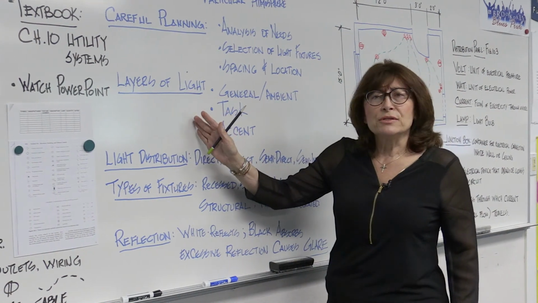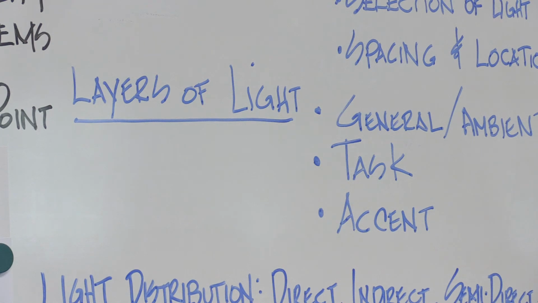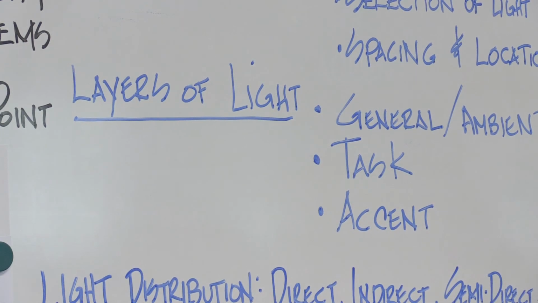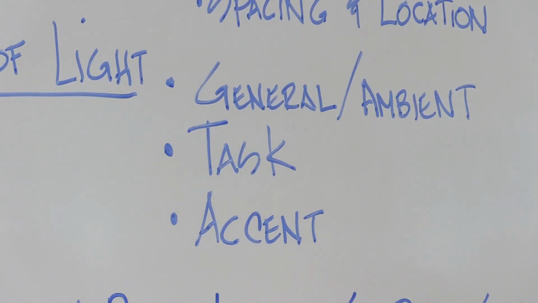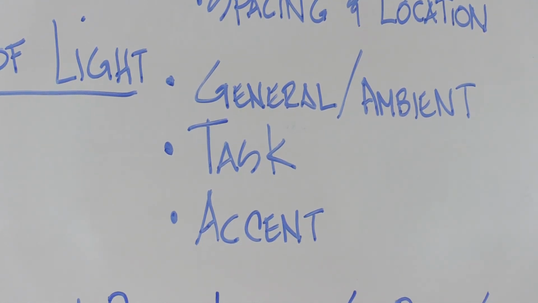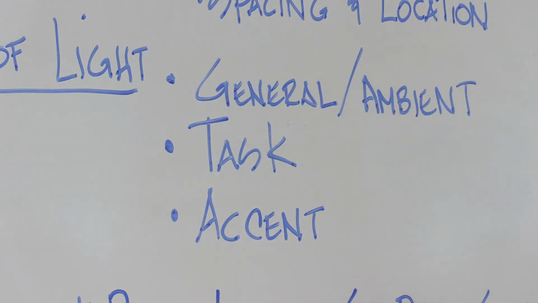In terms of layers of light, when you go to create your lighting plan, you want to think about what is your general or ambient light, and you can think of your general light as your overall light, okay? Task is a specific function. So if you have to read, there's going to be a task light. If you were drafting, you need a task lamp. In the kitchen, when you're prepping food, those are tasks. If you're in the bathroom and you're putting on makeup or shaving, that's a task.